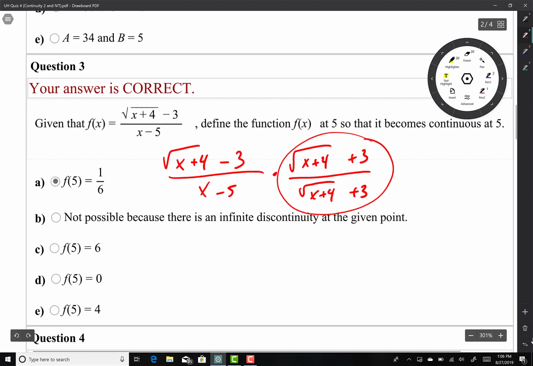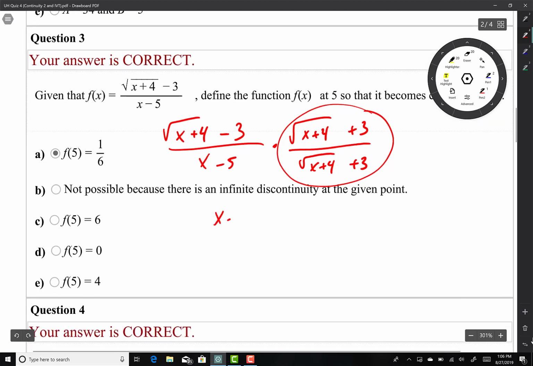Because you can see it's the same over the same. And then when you multiply across here, it's like saying difference of squares. So I'm going to have on the top x plus 4. And then negative 3 times the positive 3, that's a minus 9. And on the bottom, do not distribute. Leave it like this.